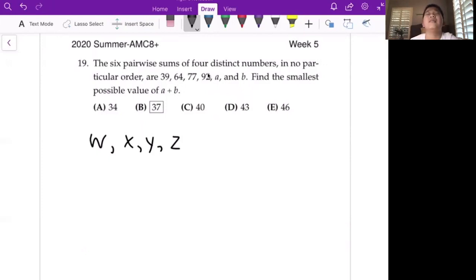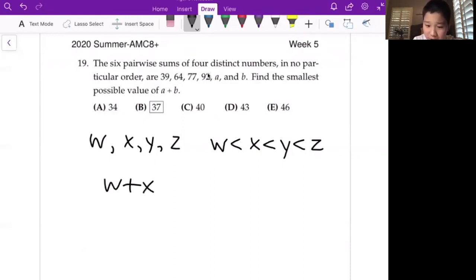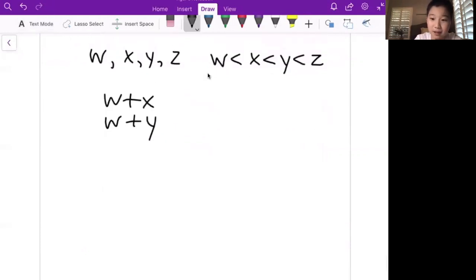So how about this? Let's first order W, X, Y, and Z. So it doesn't really matter how we assign the variables. So let's make W less than X, which is less than Y, which is less than Z. Then W plus X is the smallest sum because it has the smallest numbers in it. Then next comes W plus Y. And then we can also see that the biggest sum is Y plus Z, and the second biggest is X plus Z.